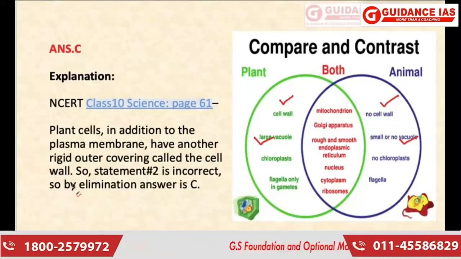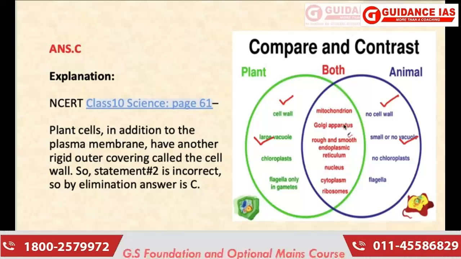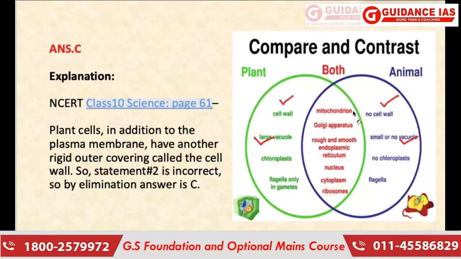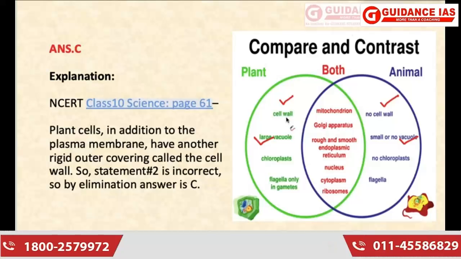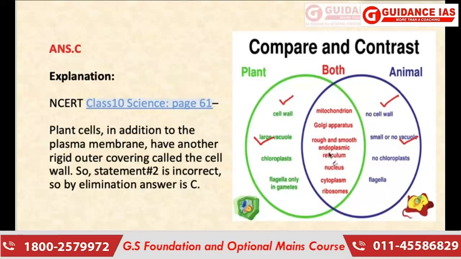Now talking a little more about this particular diagram, hence this is very important. Let me tell you the characteristics which are common in both the cells, the plant cell and the animal cell. The first is the mitochondria. We know it is present in both the cells and it is the powerhouse of the cell. The entire cell gets the energy from the mitochondria itself. The second is the Golgi apparatus which is present in both the cells. The third is the rough and the smooth endoplasmic reticulum, the rough and smooth ER also we call it.